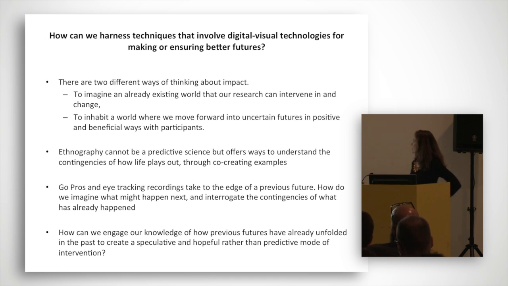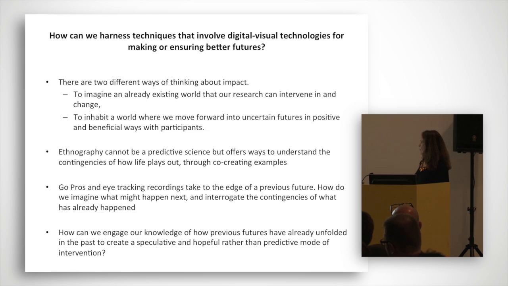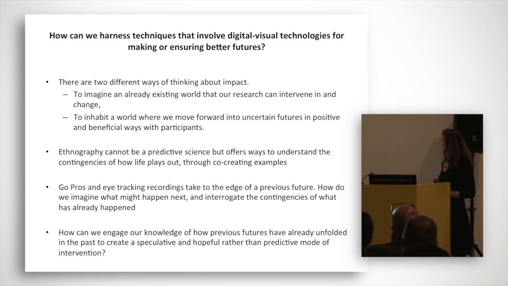And that's one of the questions I've been working with Yoko Okama on, who I've seen here somewhere, in some of our projects together as well. Now, ethnography can't be a predictive science. I know we're going to talk about more than ethnography today, but that's the basis of my own practice. It can't be a predictive science, but it does offer us ways to understand the contingencies of how life plays out through co-creating examples with participants. And that's, again, about being in there in the research with participants.